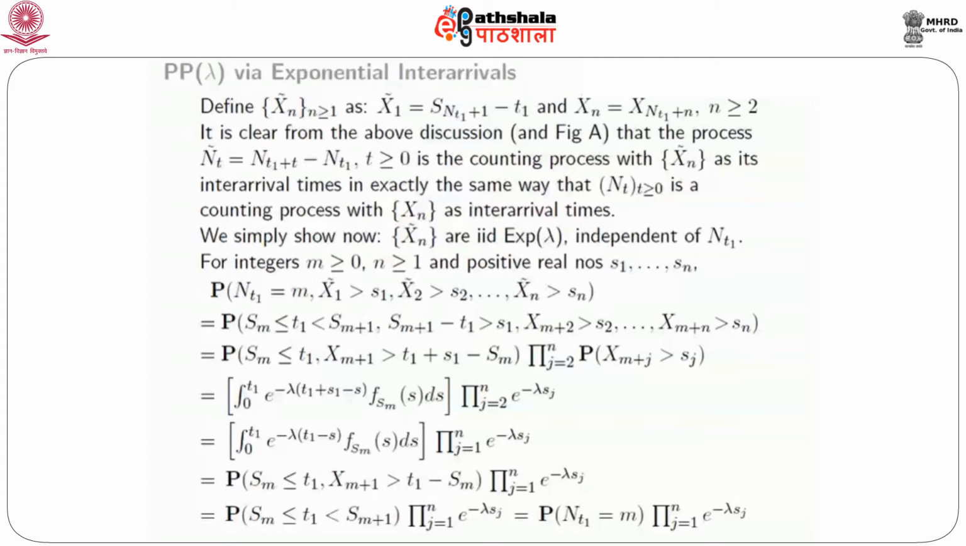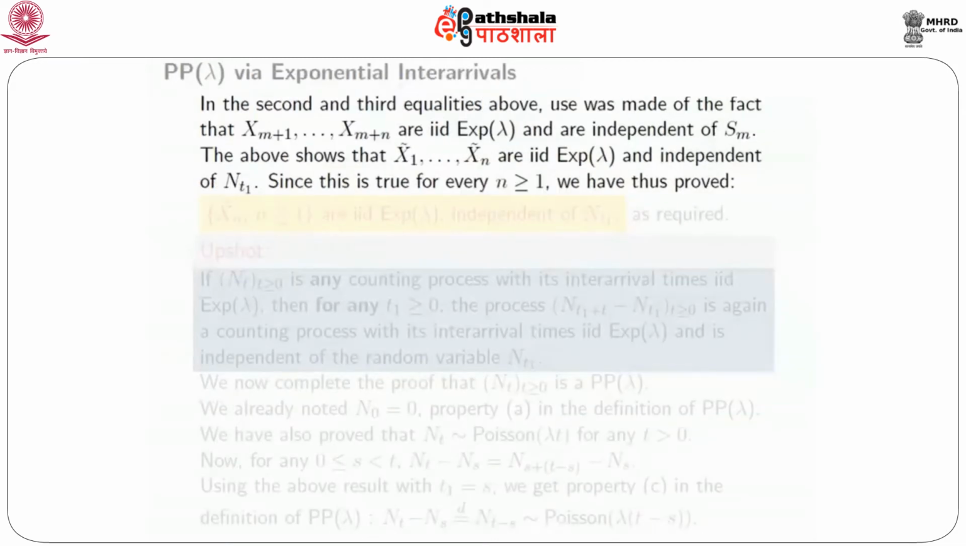So what we have proved is that the joint probability that N(t1) equals m and X1 tilde greater than S1, X2 tilde greater than S2, ..., Xn tilde greater than Sn turns out to be a product of n plus 1 factors. The first factor is the probability that N(t1) equals m, and the next n factors are simply a product of the probabilities that X1 tilde is greater than S1, X2 tilde greater than S2, and so on. As I pointed out, in the second and third inequalities above, we made use of the fact that X_{m+1}, ..., X_{m+n} are IID exponential lambda and are independent of Sm.